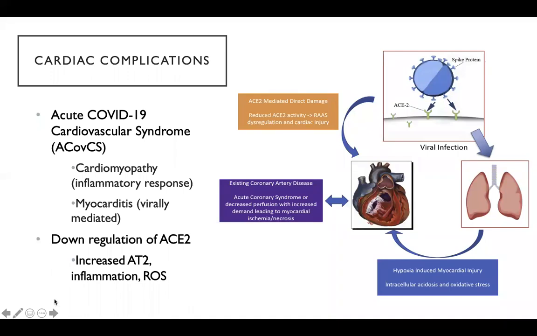Bringing both of these together, we can see that patients who have existing coronary artery disease are likely to have a higher mortality rate, simply due to a decreased perfusion with an increased demand, leading to more myocardial ischemia and necrosis. Lastly, I'd just like to mention that as the virus replicates and the cytokine storm takes effect within the body, a downregulation of ACE2 receptors throughout the body results actually in an increase of angiotensin II, inflammation, and reactive oxygen species. So a snowball effect of this cytokine storm.